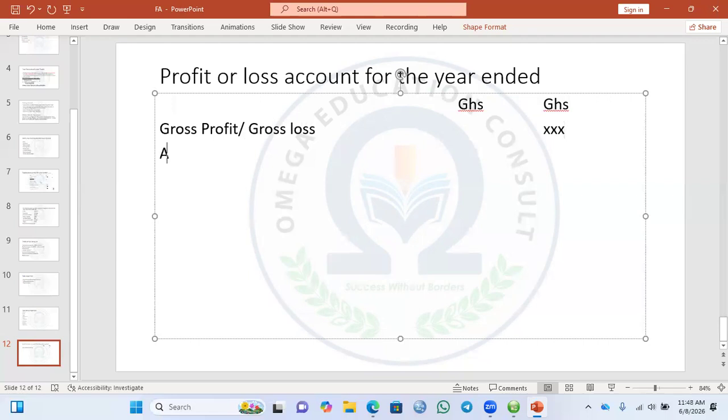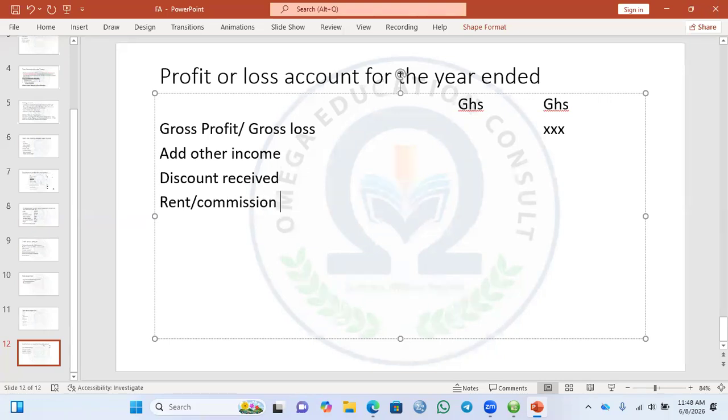Then you add other income. So other income, we've listed them, right? Discount received, rent received or commission received. Let me put that together.